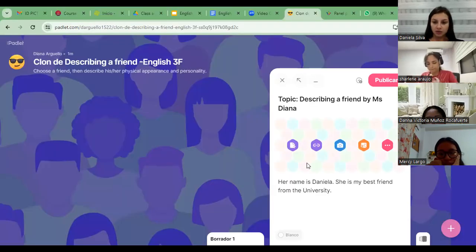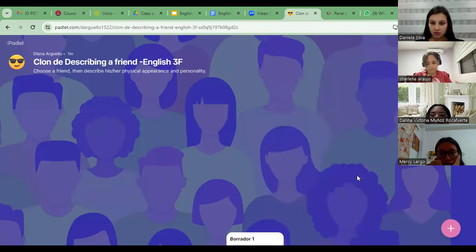Okay, and this is how you can add posts in Padlet. Once you're done, you post it and that's it.